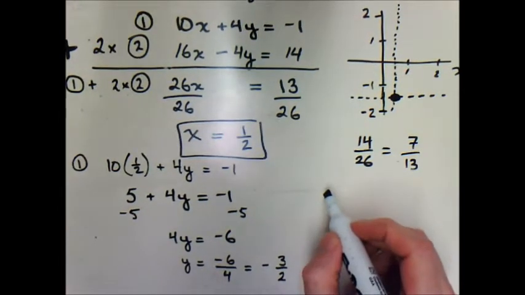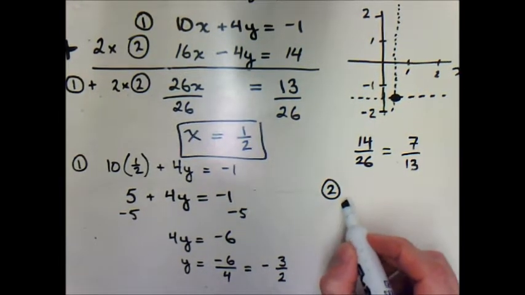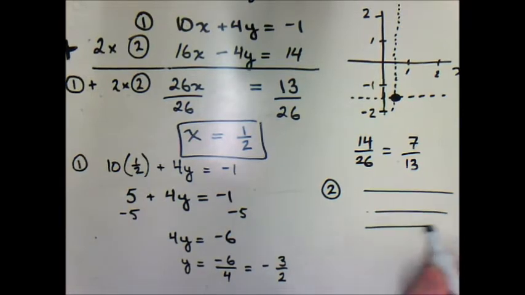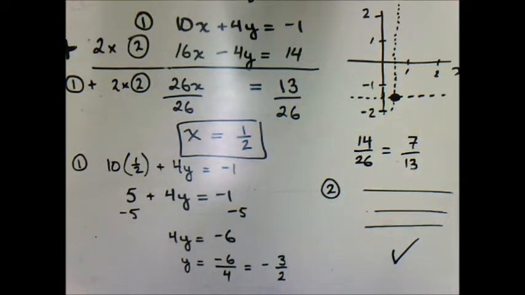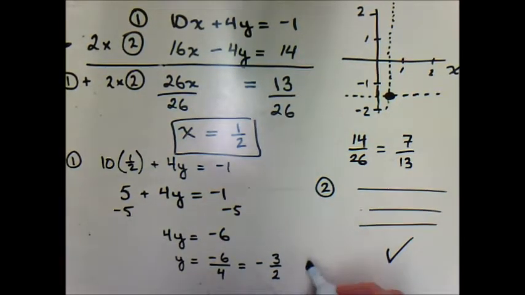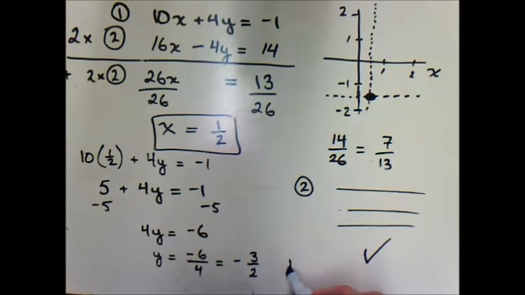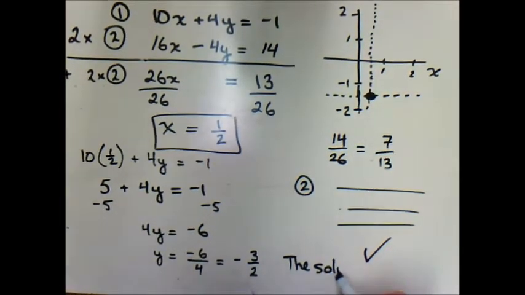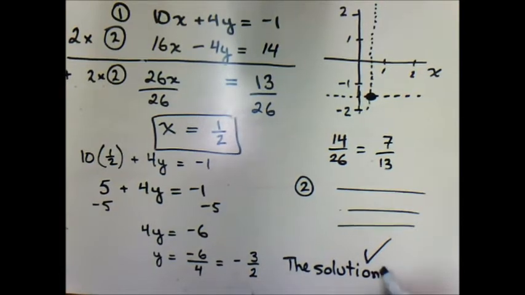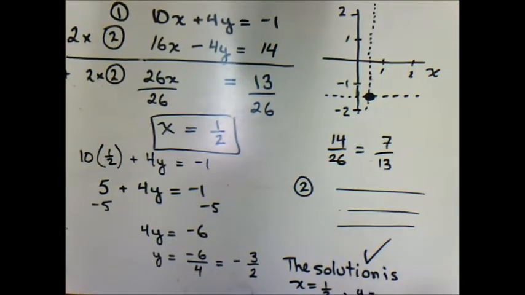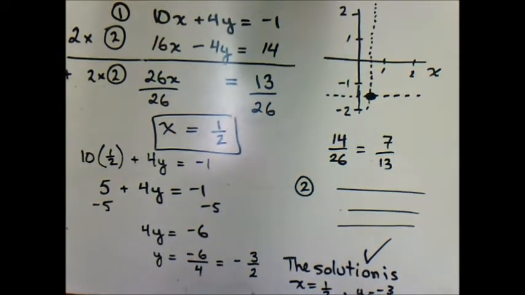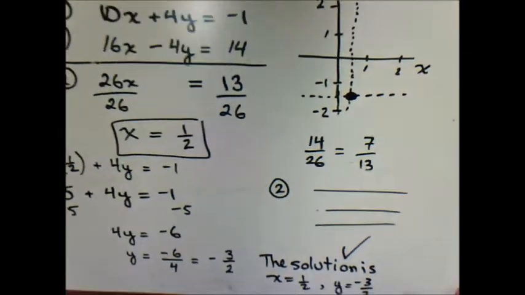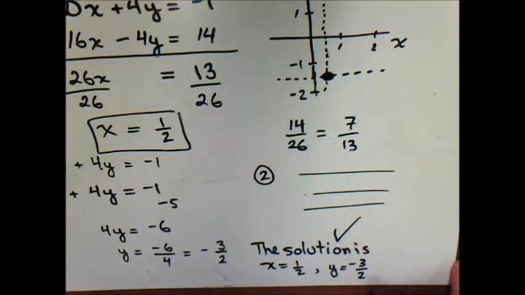Okay? On your homework, you will have to throw it into equation 2 to check if it works. I already know that it worked, so we're going to carry on. The solution is x equals 1/2, y equals negative 3 over 2. Okay, write your solution down at the bottom.